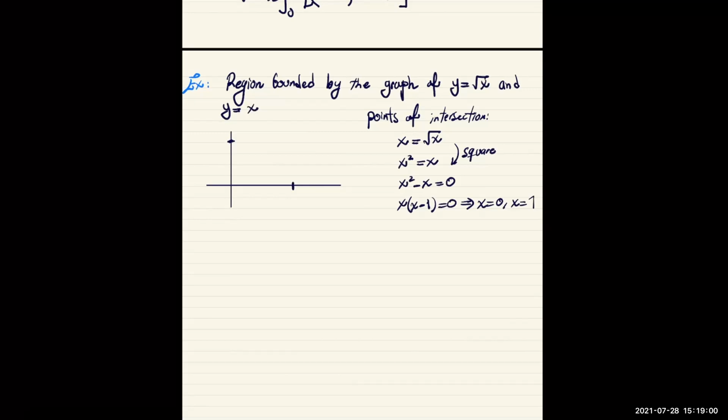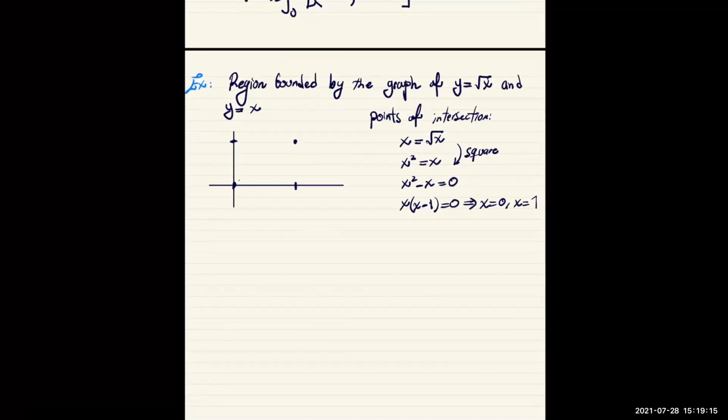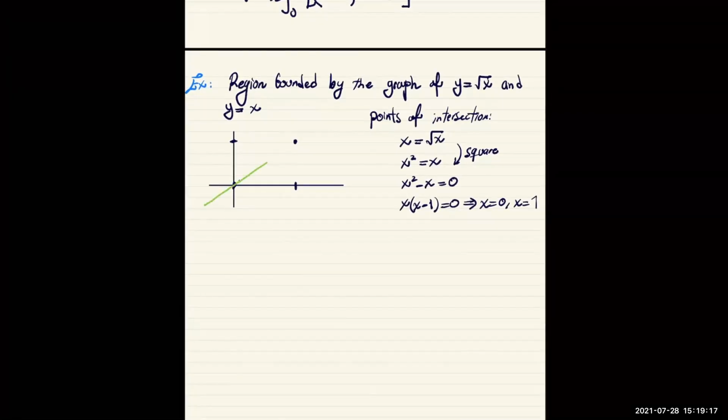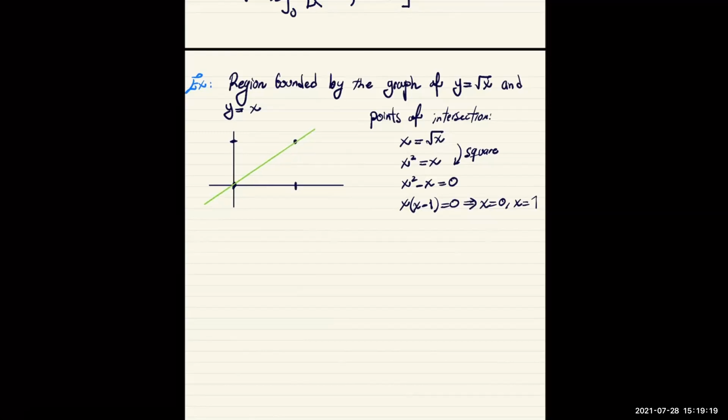Okay, so if the algebra is simple, please don't spend too much time on it. And again, you can always solve by inspection. So those are the intersection points. And here I have the graph of y equal to x, and the graph of root x. Root x looks something like that. And that's pretty much it. Again, this is our bounded region.